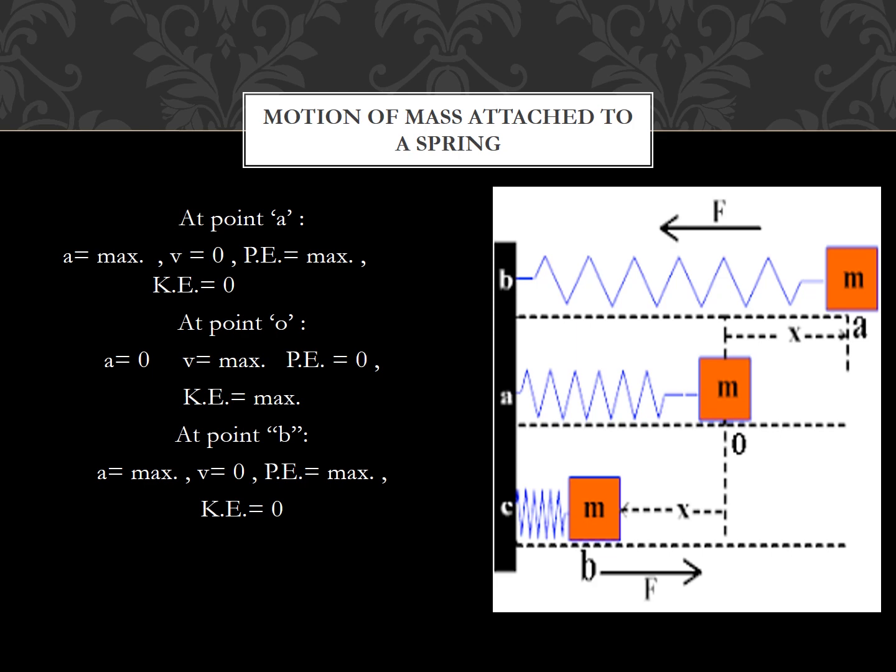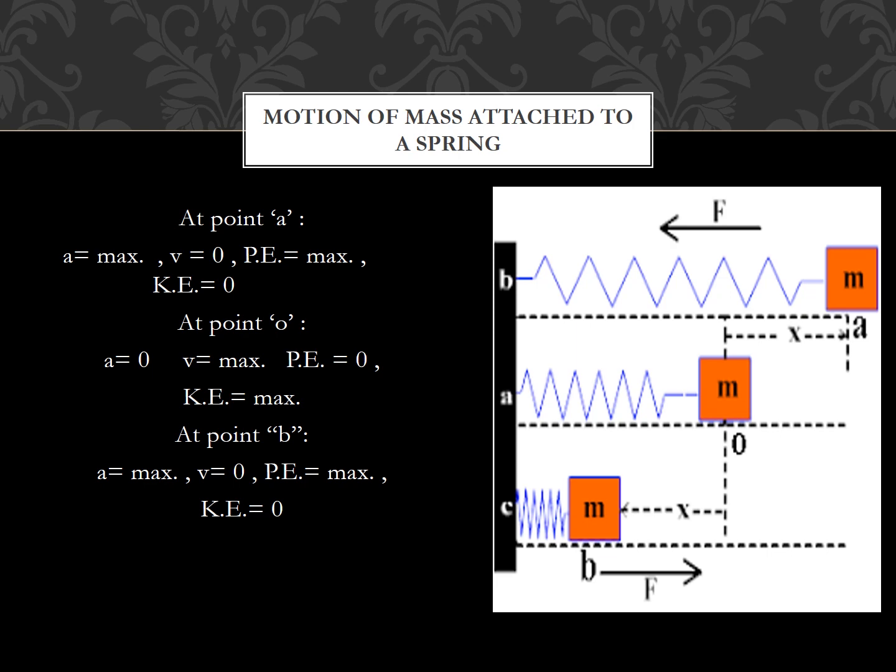This process is repeated and the mass continues to oscillate back and forth about the mean position O. Such motion of a mass attached to a spring on a horizontal frictionless surface is known as simple harmonic motion. Now a few important points arise.